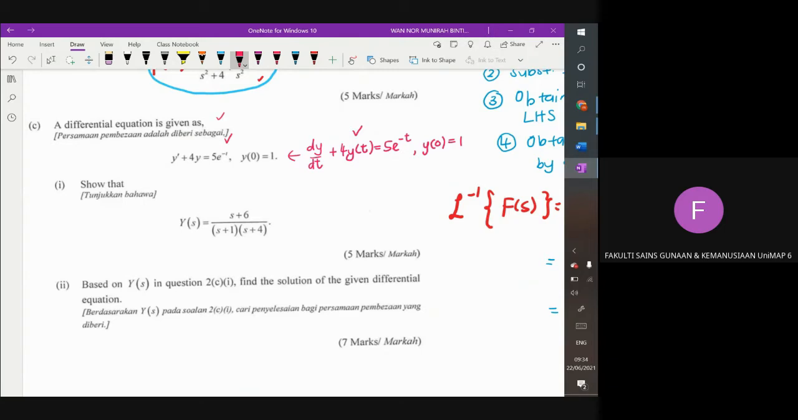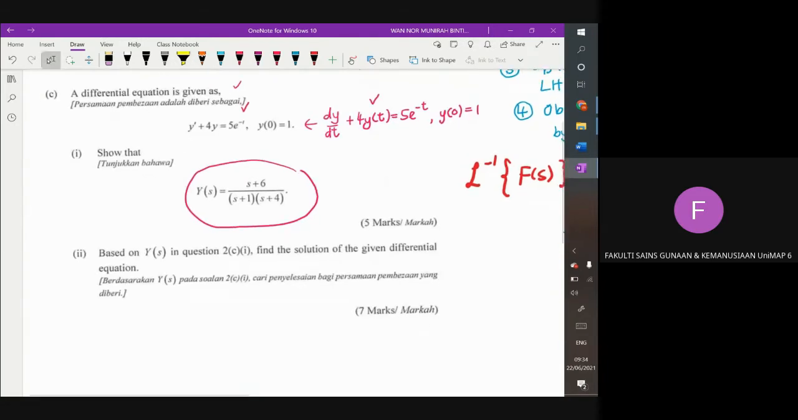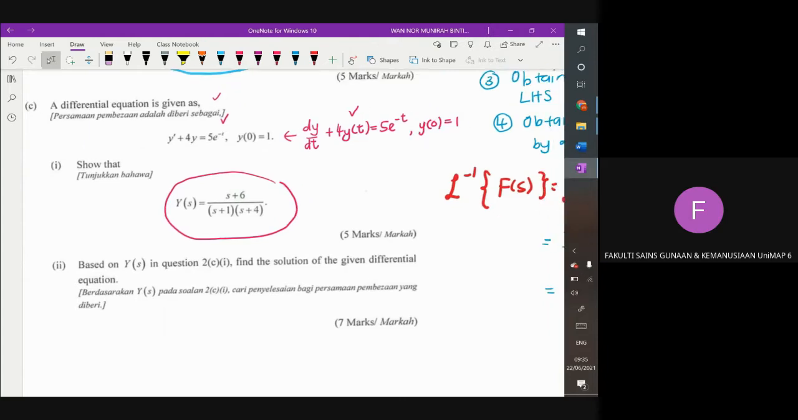Now let's go to the first question. Show that Y(s) equals s plus 6 over s plus 1 times s plus 4, 5 marks. So now the question is actually guiding you. Let's take a look at the second question. Based on Y(s) in question 2c1, find the solution of the given differential equation.